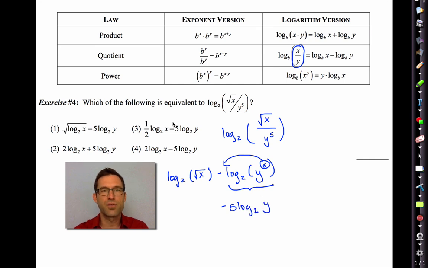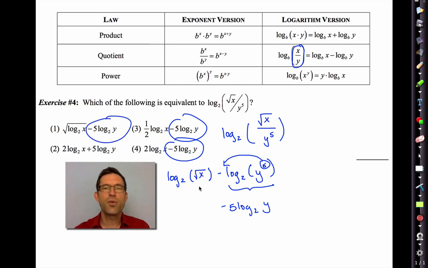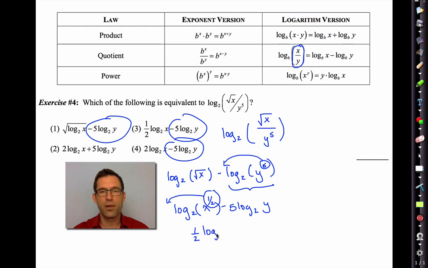But there's a lot of those, right? Here, here, and here. So the question is now, what do we do with this? Well, this law only works if the quantity inside the parentheses is written raised to an exponent. And what we should know now is that the square root of x is the same as x to the 1/2. So we can now bring that 1/2 out front. And we would have 1/2 log base 2 of x minus 5 log base 2 of y. And which one is that?